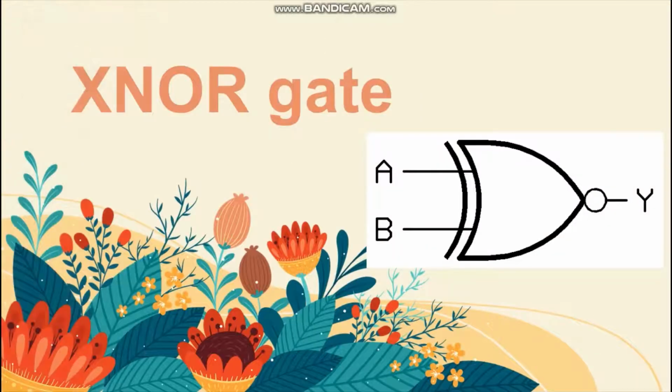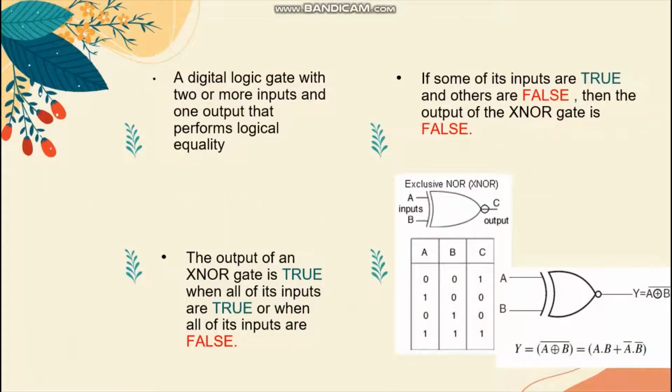Next is the XNOR gate. A digital logic gate with two or more inputs and one output that performs logical equality. The output of an XNOR gate is true when all of its inputs are true or when all of its inputs are false. If some of its inputs are true and others are false, then the output of the XNOR gate is false.